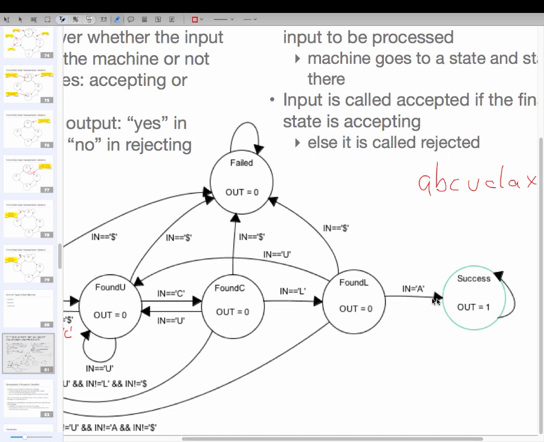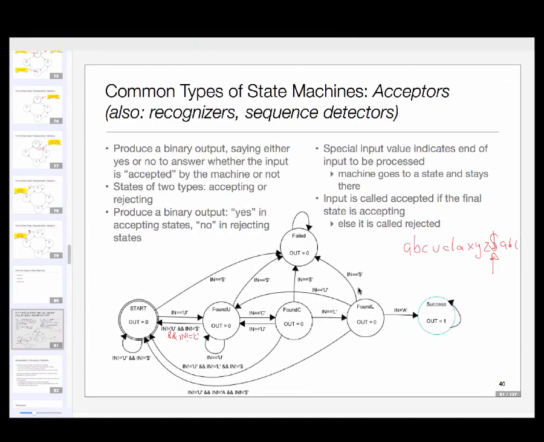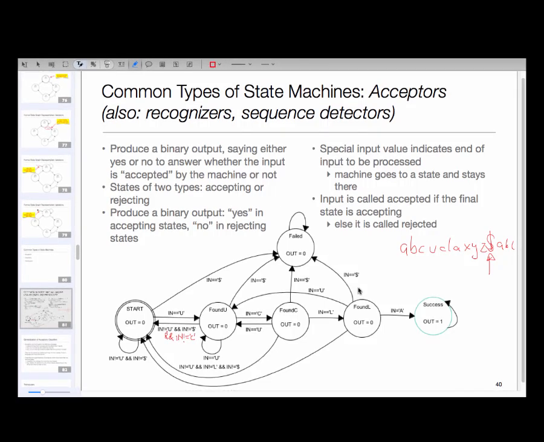And then finally, if I get an A, yay, success, and I stay put there because I've seen the UCLA string and it doesn't matter. I'm just going to stay put there. Eventually, the dollar will come, but I'm outputting 1. So you see, I have an out equal to 1 out here. So this is an example of how I took this specification saying you're getting characters, observe them until the dollar sign, and if you see the substring UCLA before the dollar sign, then output a 1 starting from the dollar sign, but you can do it sooner. I will only look at the output after the dollar sign. Otherwise, output should remain 0. So that's what this thing is doing.